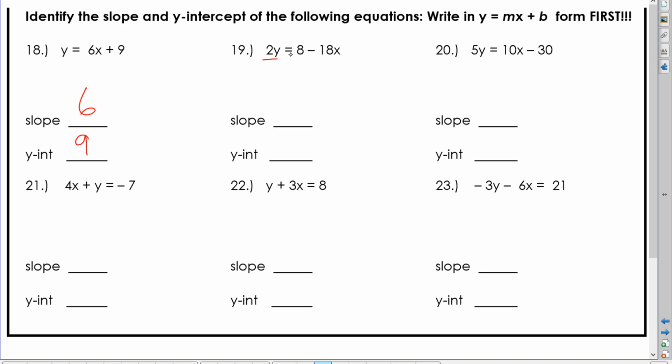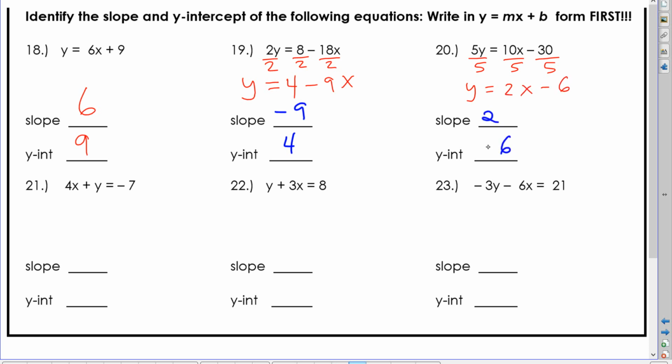Number 19 needs some manipulation here, right? We need to clear this coefficient, and it looks like we get 4 minus 9x. But remember, the slope is the coefficient, not the first number. So the slope is negative 9, the y-intercept is 4. Number 20 needs a little work as well. I'm dividing here because y has a coefficient. So my new sentence would be y equals 2x minus 6, where the slope is 2 and the y-intercept is negative 6.